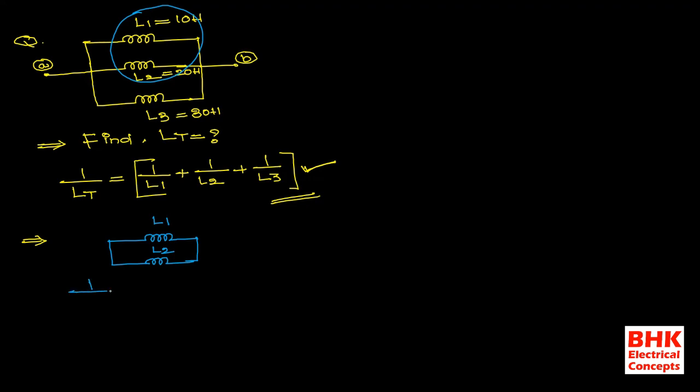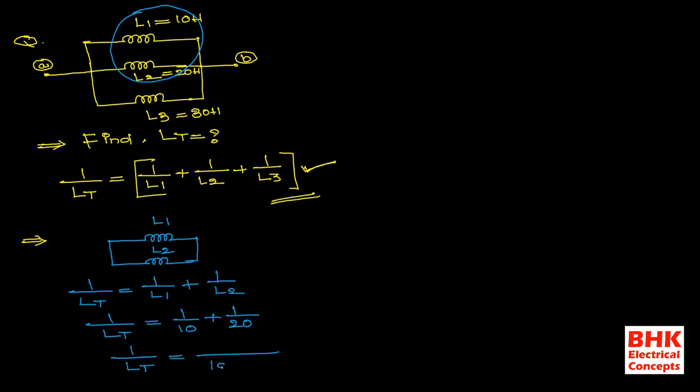We know that 1 divided by LT is equal to 1 divided by L1 plus 1 divided by L2. Here 1 divided by LT is equal to 1 divided by 10 plus 1 divided by 20. Now 1 divided by LT is equal to, with 10 into 20 as the LCM, 20 plus 10 over it. Now again simplify here.